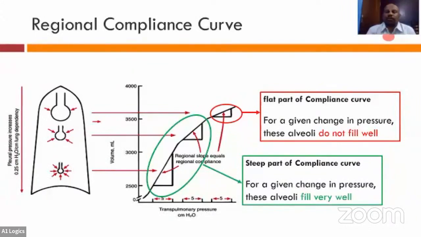This you have to remember, because with this diagram, we will be taking the further sessions on lateral decubitus position. So remember that if an alveolus is highly compliant, it fills with a lot of air for a given change in pressure, and that alveolus will be depicted at the steep part of the compliance curve. Those alveoli which are less compliant will be depicted in the flat portion, either at the top or at the bottom, of the regional compliance curve.